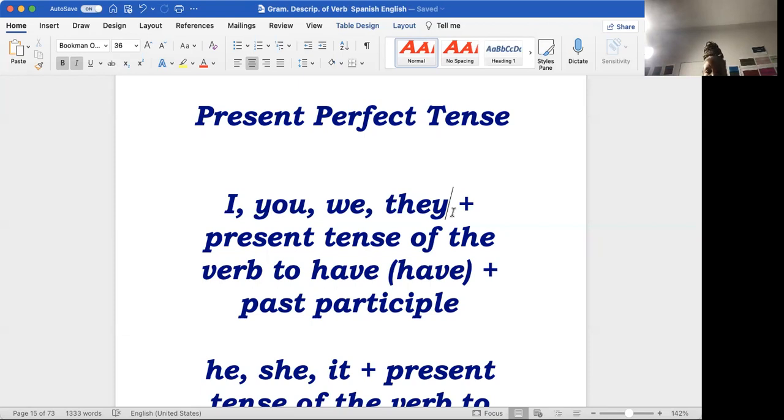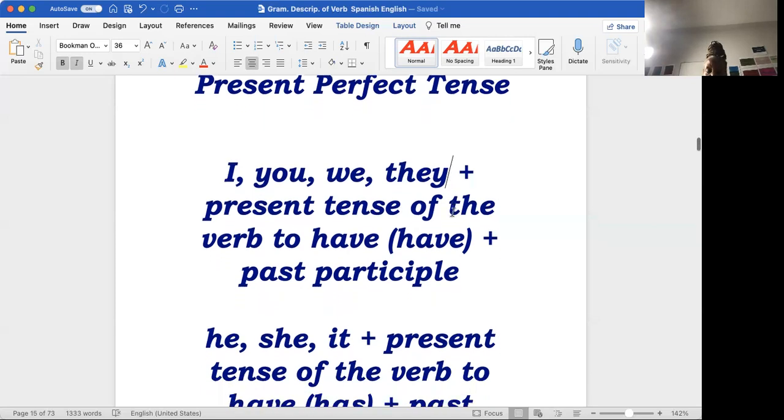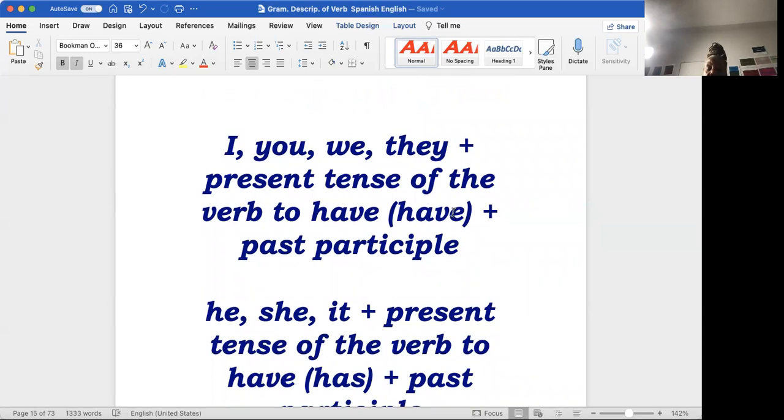So a lot of times, when you see the word talked, you don't know whether you're saying the past tense or the past participle. You have to use it in some type of context. For he, she, and it, it's the present tense of the verb to have. But the present tense of the verb to have for he, she, and it is not haves. It's HAS, has. He has, plus, once again, the past participle of the main verb.